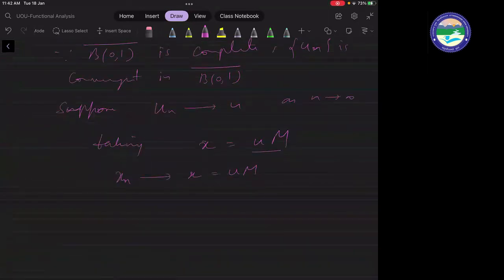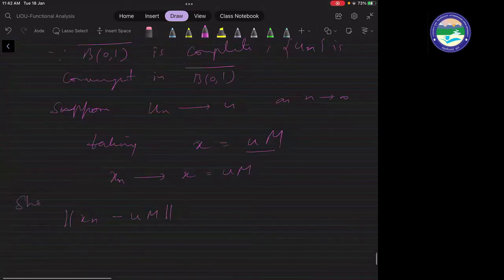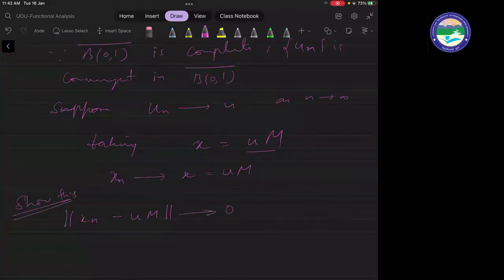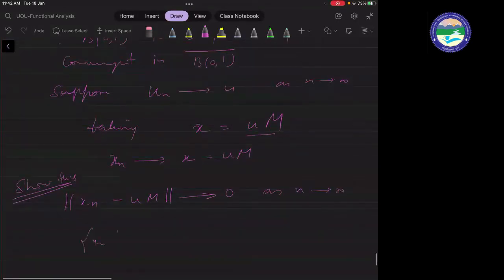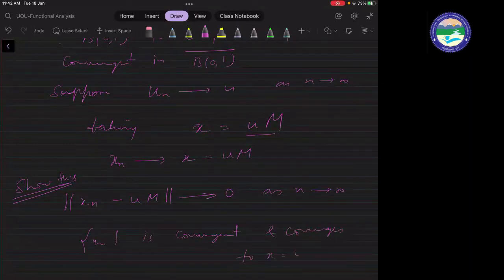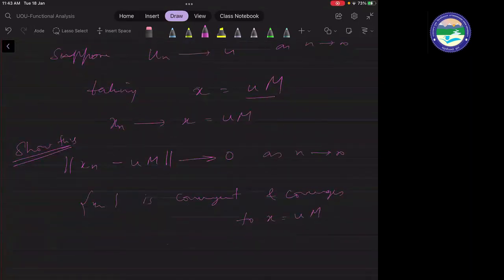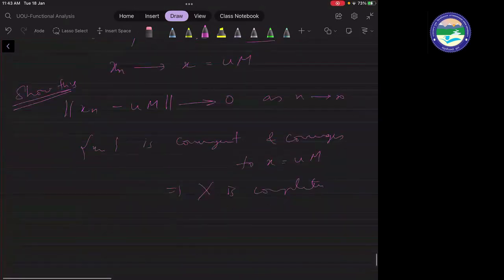Yes, sir. So to show this, you just write xn and so this. I'll leave this for you as an exercise. So this means xn is convergent and converges to x, which is um. This implies x is complete. And this means x is a complete normed space, implies x is a Banach space.